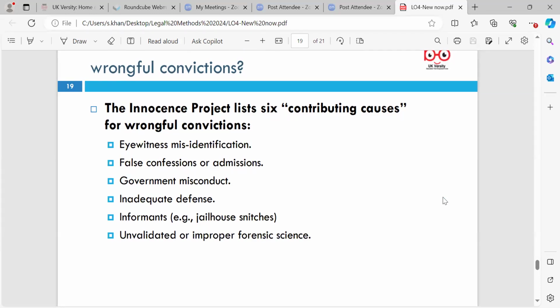False confessions or admissions, government misconduct, inadequate defence, informants, so for example jailhouse snitches, and unvalidated or improper forensic science. So these are the causes of wrongful conviction, and it's quite a wide range of causes.